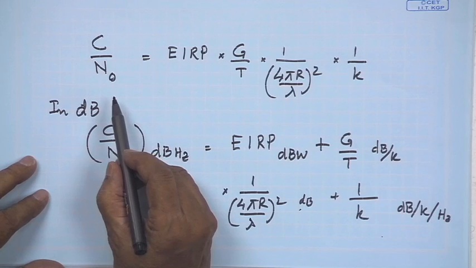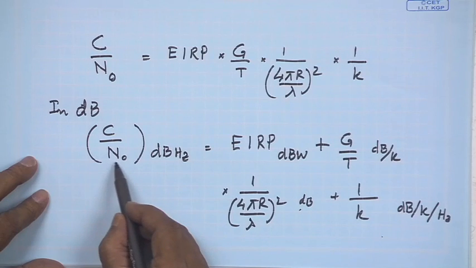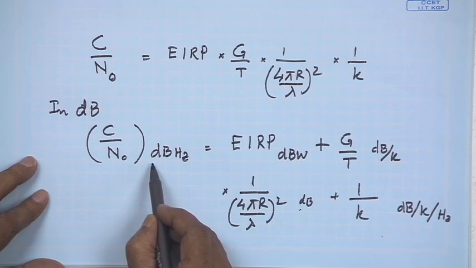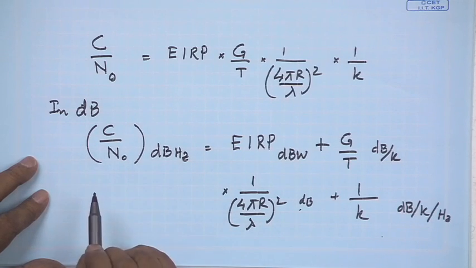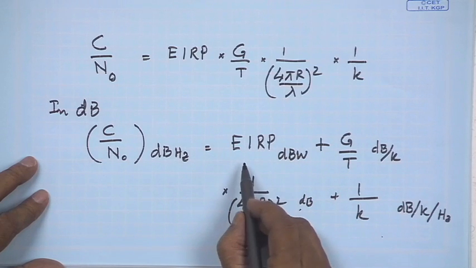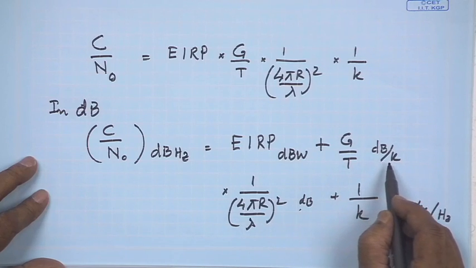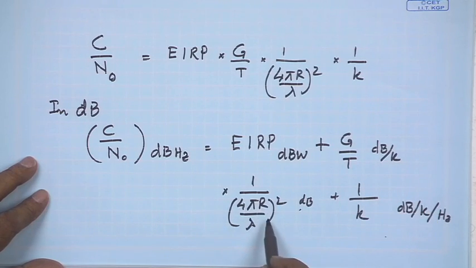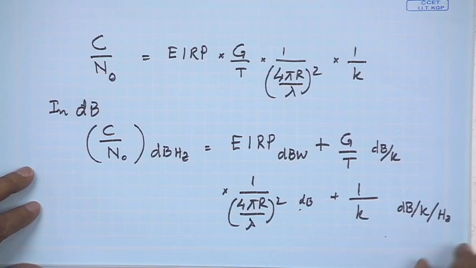Let us go to our expression. Our expression last time, if you recollect, was like this: in dB terms, C by N naught. Since we have made it noise power density, the unit will be dB hertz, not simply dB. It was not simply a ratio of two powers, it is dB hertz now. That is expressed in dB as EIRP, which is dBW, G by T, which is dB per K, and then 1 by path loss, which is 4 pi r by lambda whole square, in dB, and of course the Boltzmann constant K, that is 1 by K, dB per K per hertz.